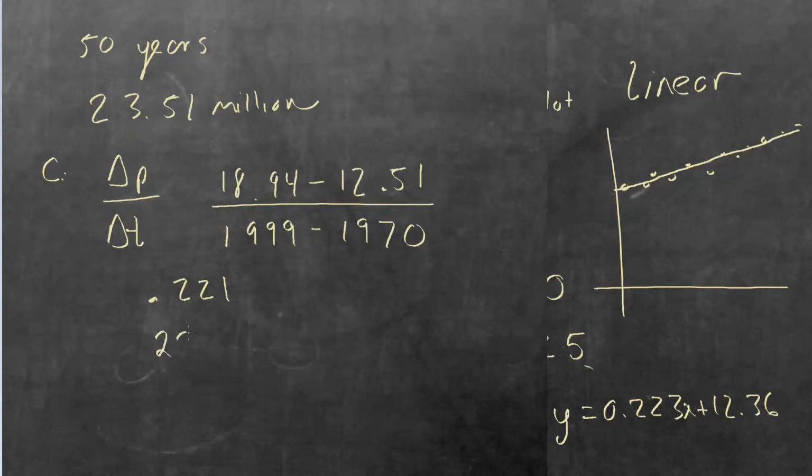That represents an average rate of growth of 221,000, and let's say 700 people. So understanding what this slope meant, what this rate means, is also important, of course.